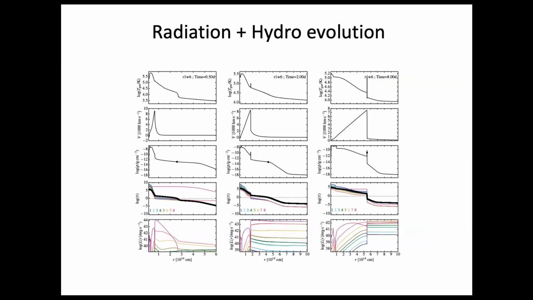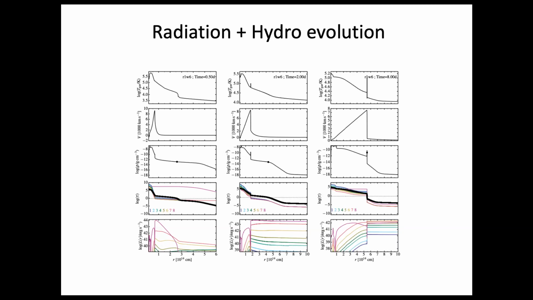If you let the simulation evolve, this is what you get. You have 3 columns for different times: 0.5 days after the start of the simulation, 2 days, and 8 days. And this is the temperature, the velocity, the density, the optical depth, and the luminosity. Here the velocity is not clear, so what is the typical velocity? This is in units of 1,000 kilometers per second, so this is 8,000, 9,000 kilometers per second here. This is a good tracer of the location of the shock. You have a bit of pre-acceleration from the radiation that's leaking from the shock.